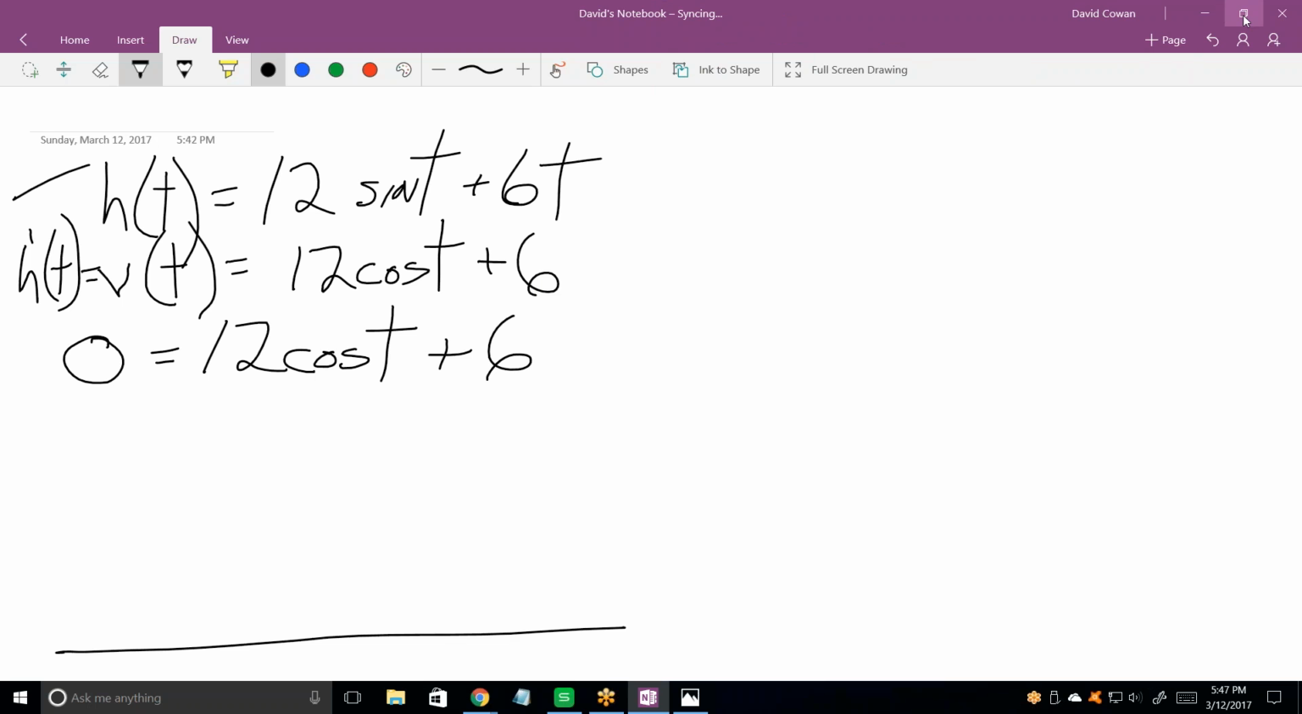Negative 1/2. Okay. What? Tell me again. I didn't quite hear that. So you would subtract 6 from both sides and then divide by 12. Okay. So I got minus 1/2 equals cosine t. And now solve for t. How do I figure out t if cosine t equals minus 1/2?